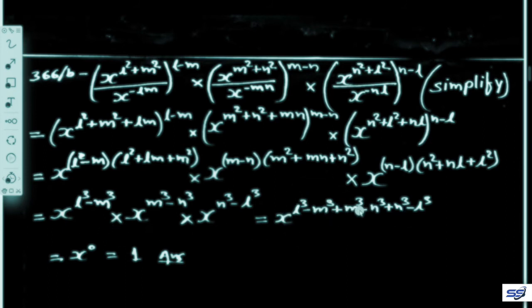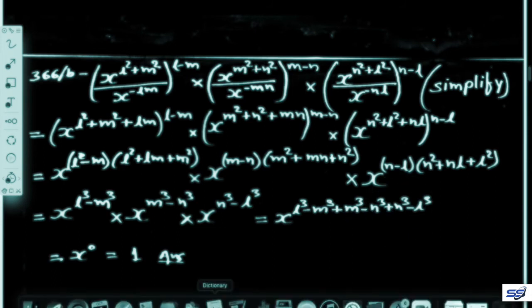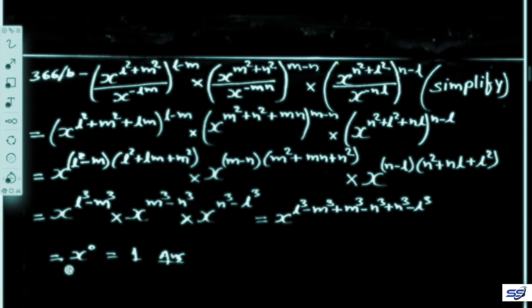Here everything cancels each other: l cube minus l cube, m cube minus plus m cube cancel each other. Everything is cancelled, so only 0 comes, equal to x power 0. x power 0 is always 1, or anything power 0 is 1, and 1 is our required answer. In this way, we did this simplification of indices.